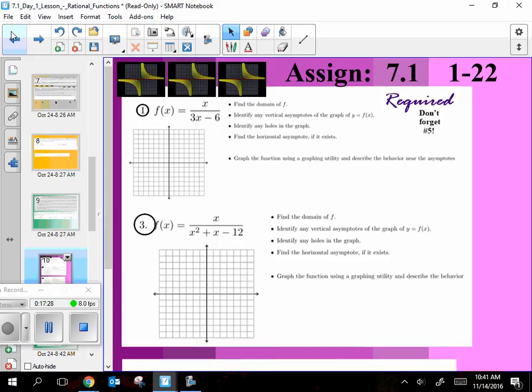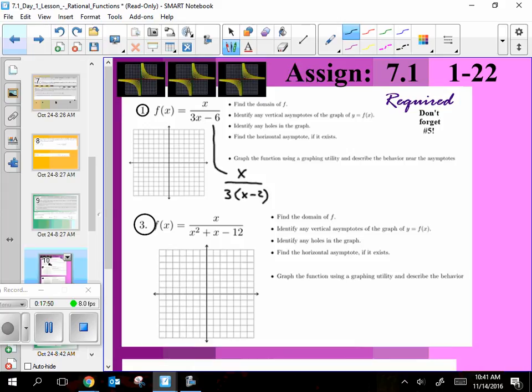Number 1, if you can factor it, you should. Go ahead and factor that sucker. And then you'll see right away that 2 is probably important. Hopefully you'll be able to tell if it's an asymptote or what it is. There's my new function after it's factored.